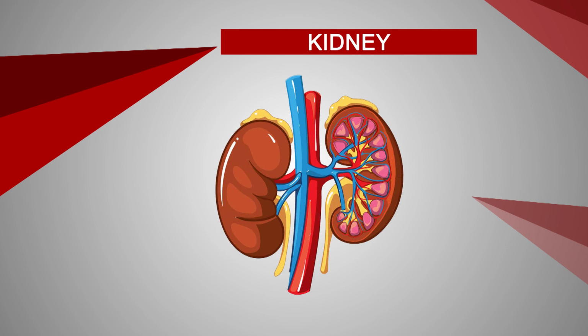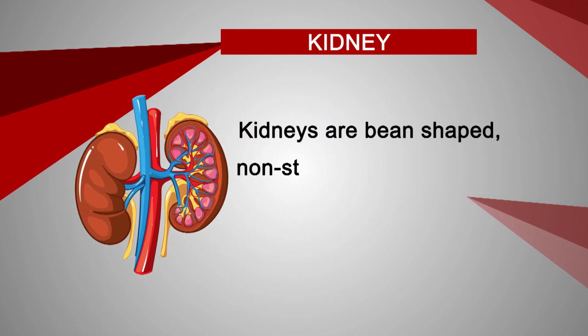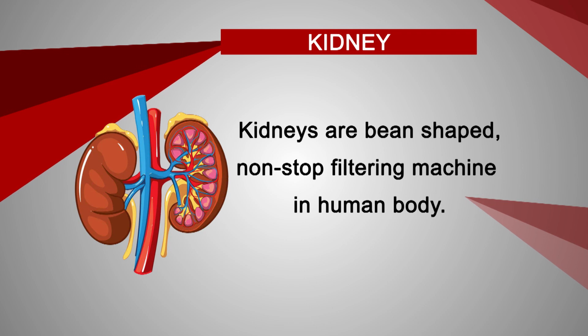In human beings, waste present in the blood has to be removed from the body. So, a mechanism to filter the blood is required. This filtration of blood is done by the blood capillaries in the kidneys. Kidneys are bean-shaped, non-stop filtering machines in the human body.